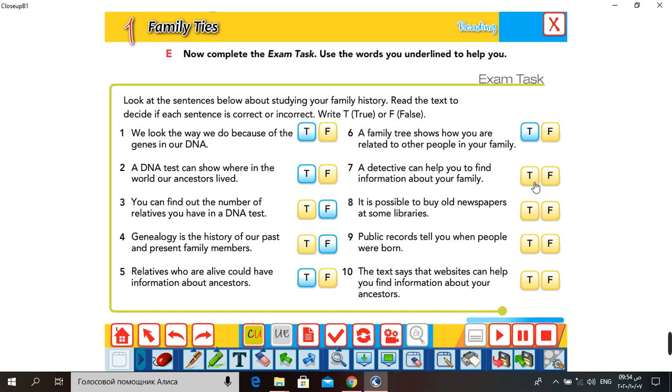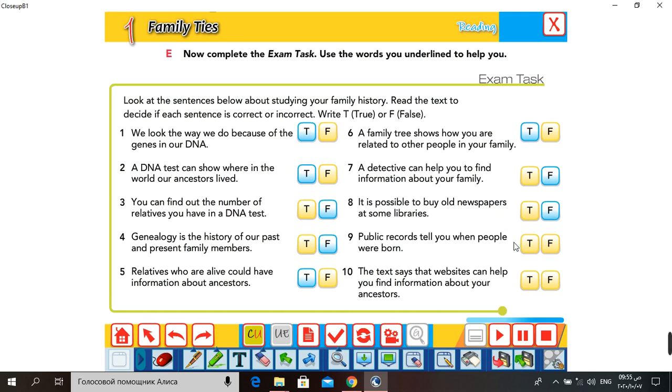Number 7, a detective can help you to find information about your family. Is this true or false? No, it's false. The passage is asking you to become the detective and find out information about your family's past. Number 8, it is possible to buy old newspapers at some libraries. Is this true or false? No, 8 is false because you cannot buy the newspapers, you can just read them at the libraries.